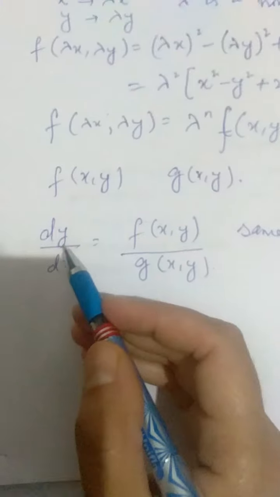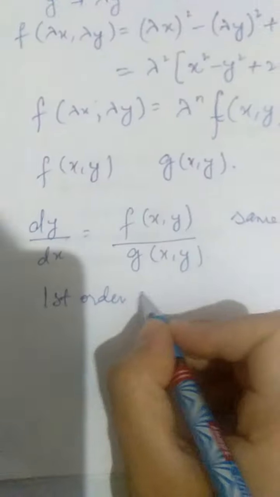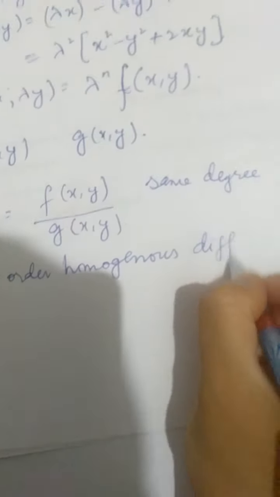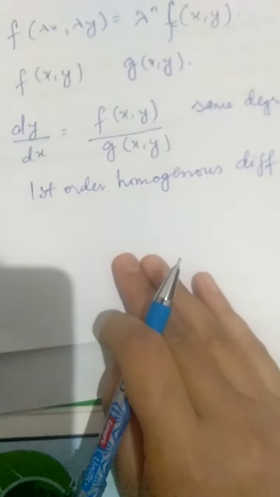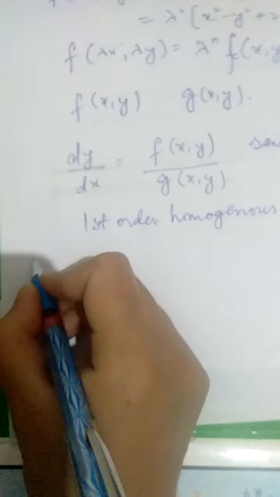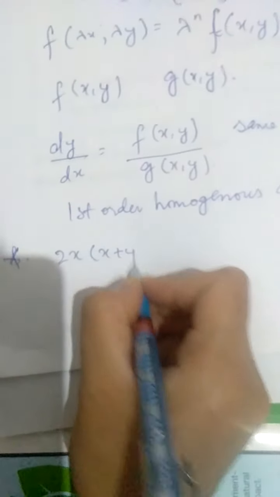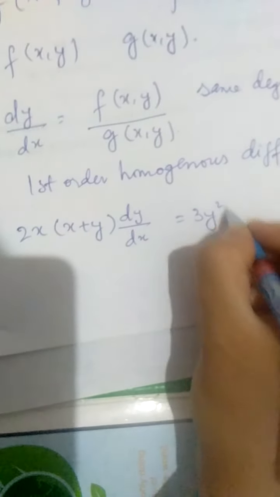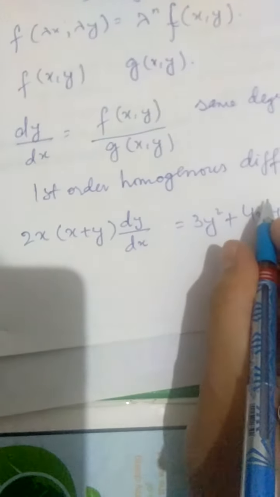And since we have differentiated y once with respect to x, it is a first order homogeneous differential equation. Now the question is, how do we solve these kinds of equations? That we can understand by taking up an example. For example, I have an equation of this type, 2x into x plus y dy by dx is equal to 3y square plus 4xy. I have to identify that it is a first order homogeneous differential equation.